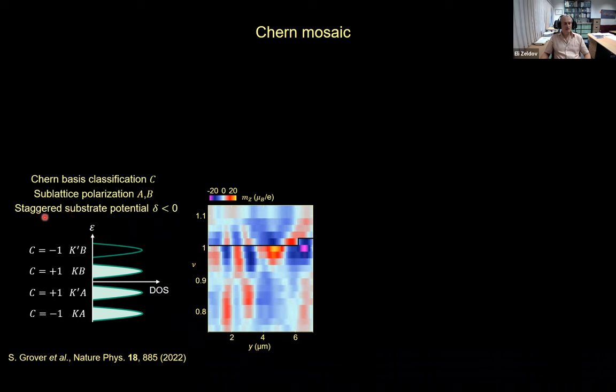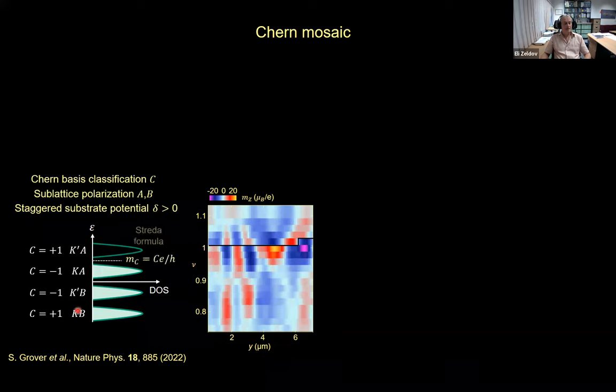And the sublattice polarization is dictated by the staggered substrate potential due to hBN. So if our substrate potential is negative, namely we open a negative gap, then the A sublattice has a lower energy and the B sublattice has a higher energy. So these will be our bands. In this case, the full band at filling factor one will have a Chern number of plus one. And if our substrate potential is positive, all this flips: the B sublattice is now favorable, so it has a lower energy, and the A sublattice has a higher energy. And this full band now has a Chern number of minus one.